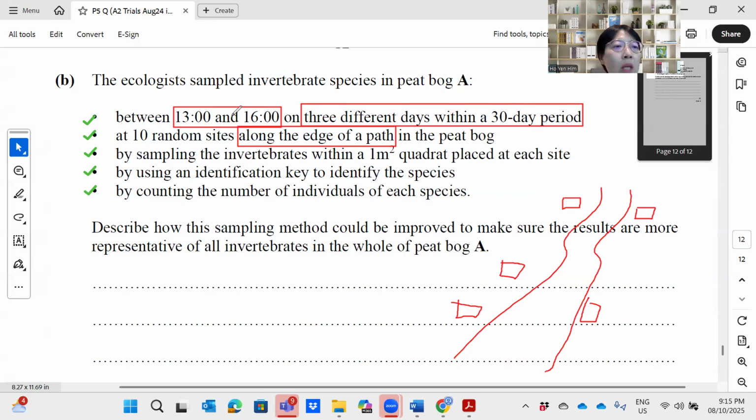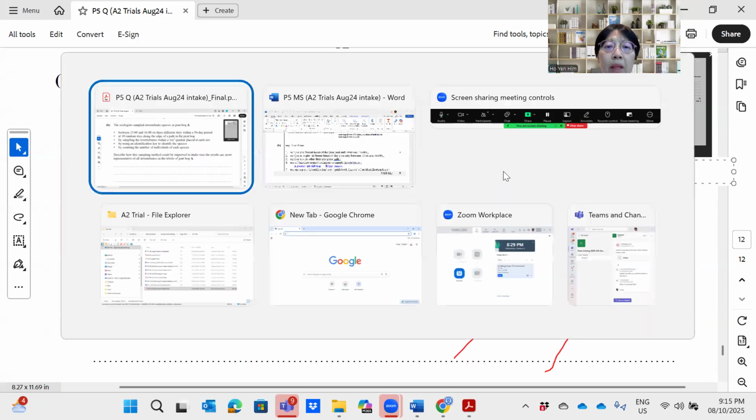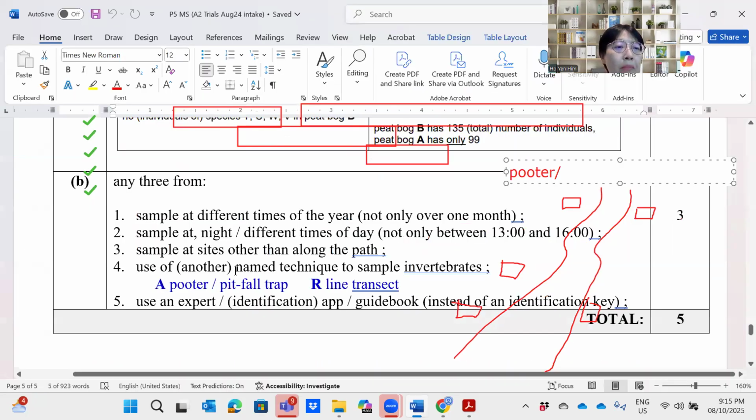And they use a 1 meter square quadrat. Now, when I taught you this chapter, I gave you two other ways of sampling insects, because insects can move around. You put the quadrat there and then you go and sample them, they jump away. Because insects can move, they can fly away. So another way for us to trap the insects is we can use a pooter. It's a bottle where you see the insects and suck them in. Or better still, you use another method, which I call the pitfall trap.